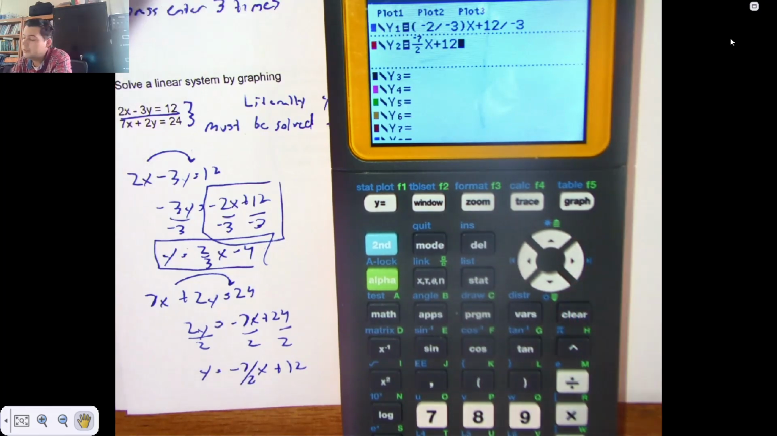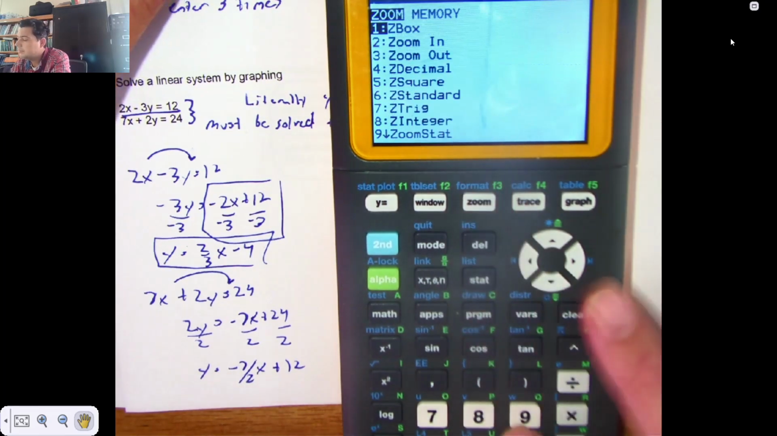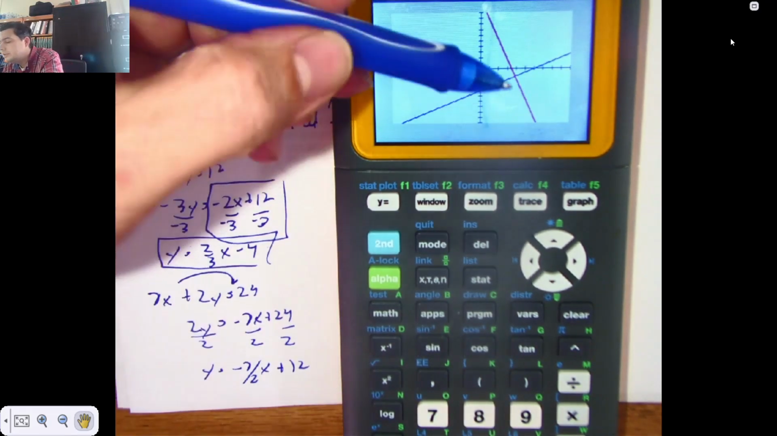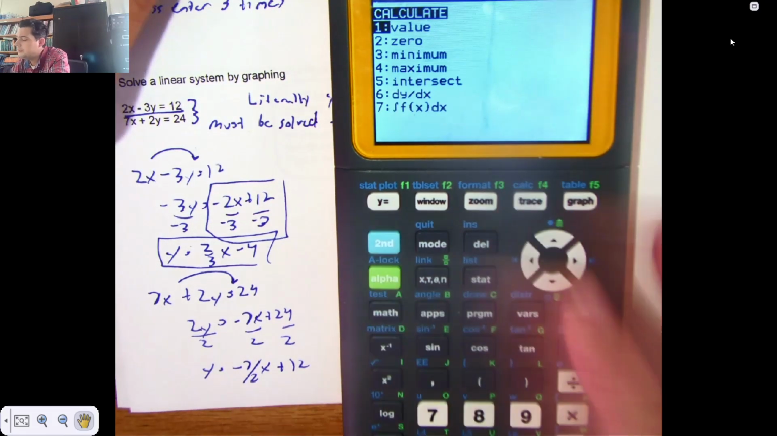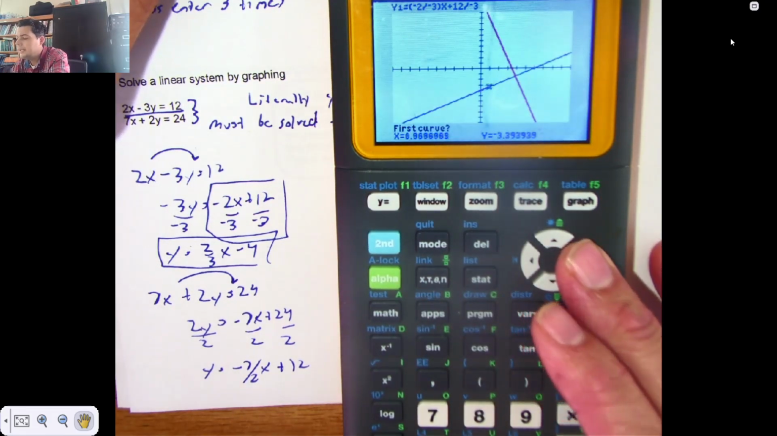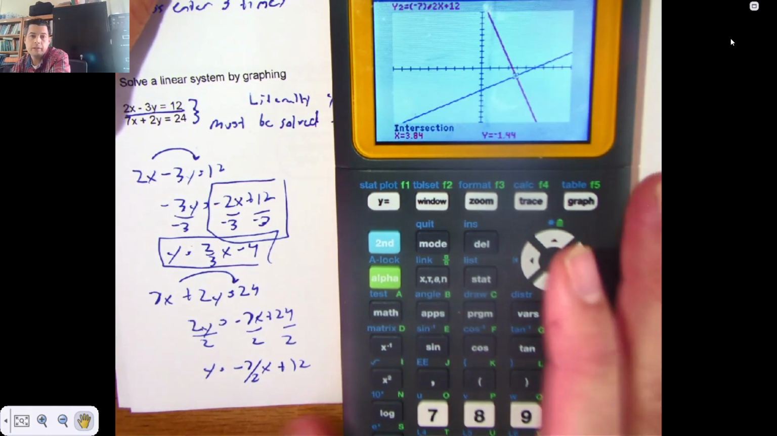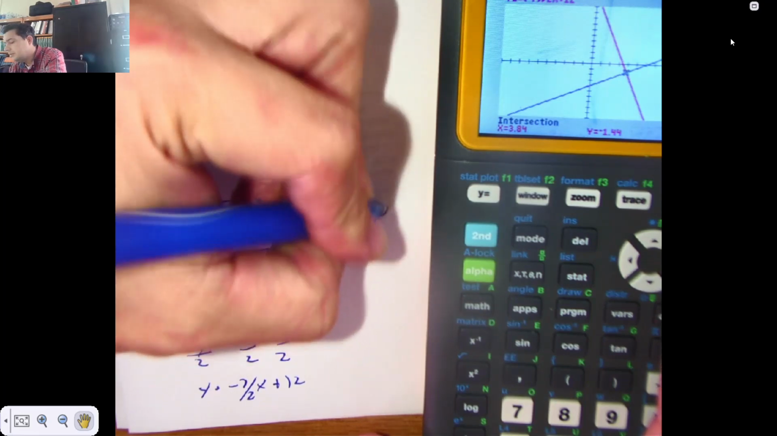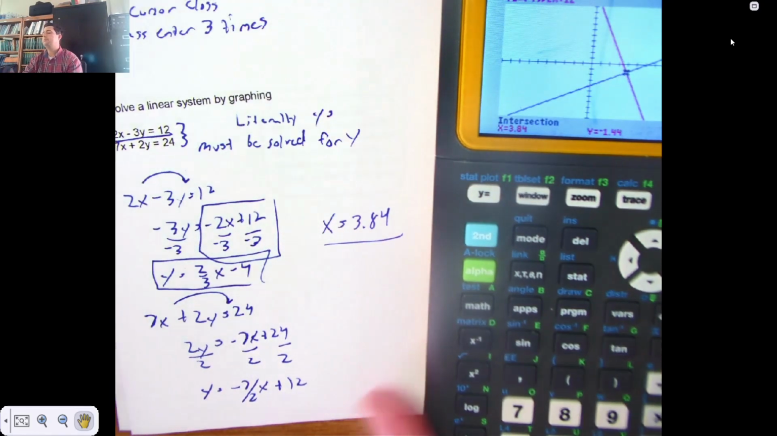Anyways, those are the equations. Zoom 6, as always. Two lines can only intersect once, unless they're the same line. And there's the intersection. Second trace 5, get close, enter, enter, enter. There's your intersection. You don't have to round this one. It's exactly 3.84. That's what x is.